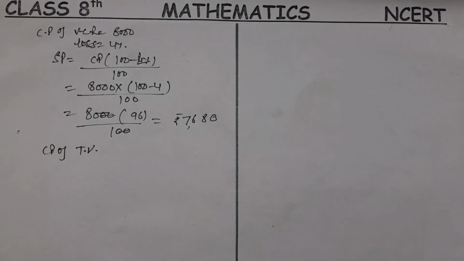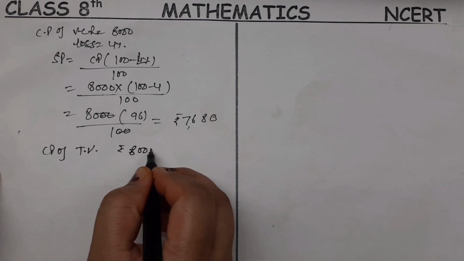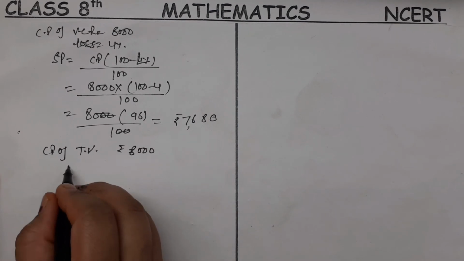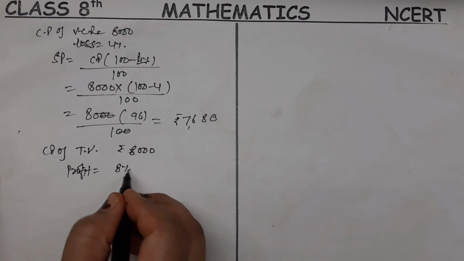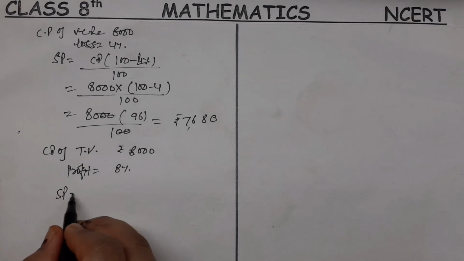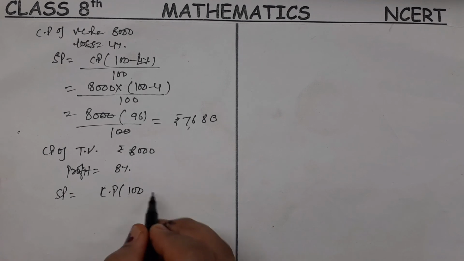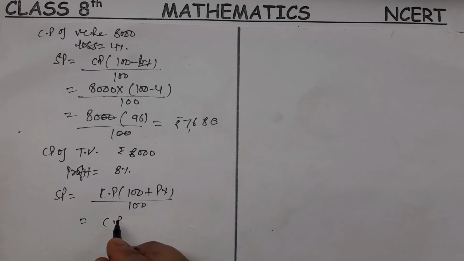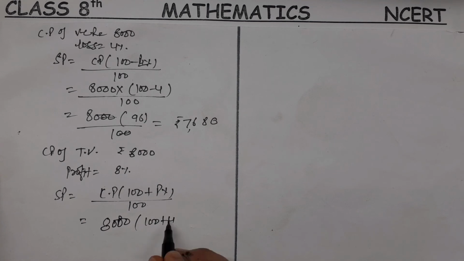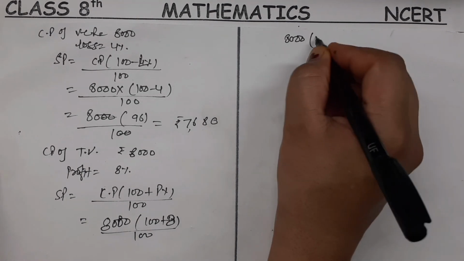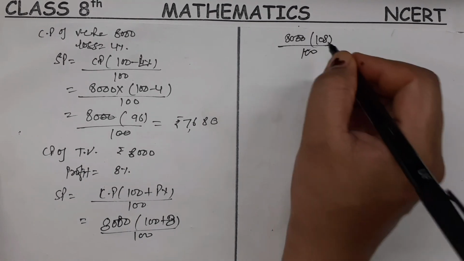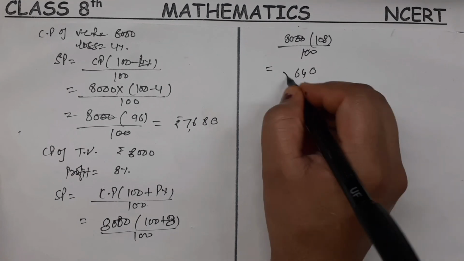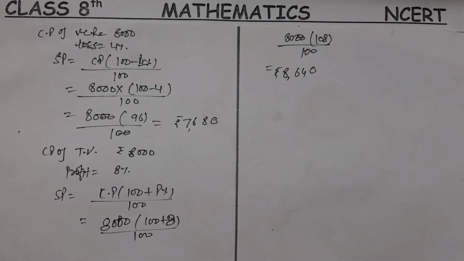CP of TV also rupees 8,000. Profit 8%. SP, apply formula. Now put the values: 8,000 into 100 plus 8 by 100. We have rupees 8,640.